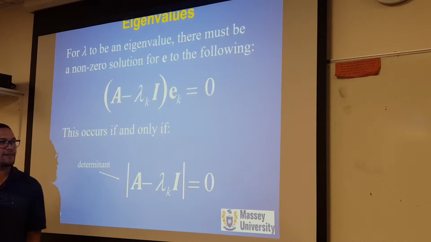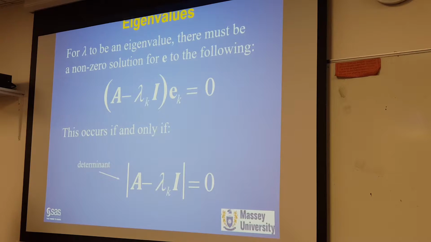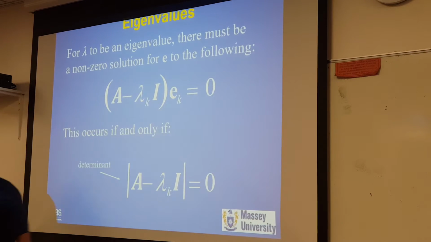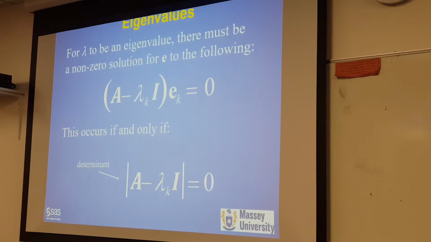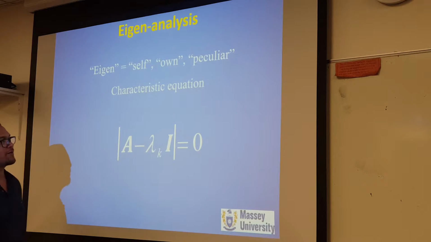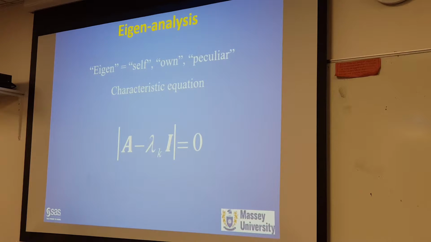So we want to find a vector, essentially, that's going to make this equation equal 0. Okay. So this equation is known as the characteristic equation, right? The determinant of A minus lambda identity is equal to 0, because that's what we're going to use to find our lambdas, our eigenvalues.